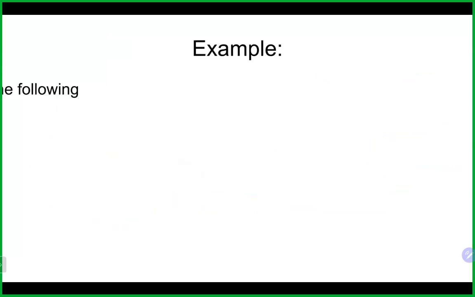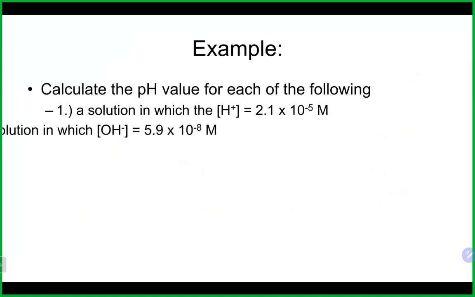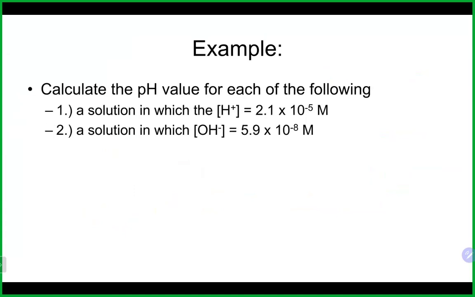Okay. All right, so let's try some here. Two different solutions. First one, we've got an H plus concentration of 2.1 times 10 to the minus 5. What is the pH? And next solution, OH minus 5.9 times 10 to the minus 8. What is the pH in each of them?